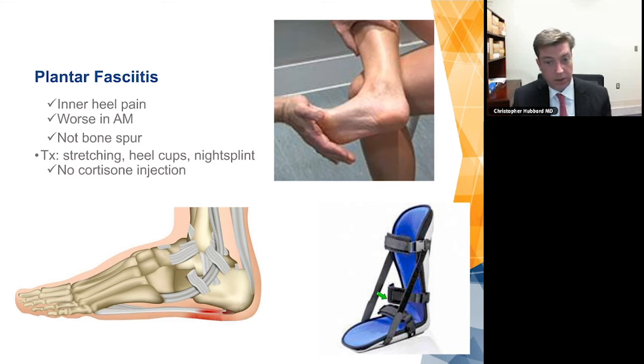And then some sort of orthotic or gel cup in the shoe to diminish the shock to the heel. So it's not a bone spur. About 40 or 50% of people have bone spurs here that have shown no correlation to heel pain. We really don't recommend a cortisone injection. Cortisone can weaken that fascia even further, can lead to a tear or a greater tear, and can lead to some fatty atrophy underneath the heel, and that can create greater problems.